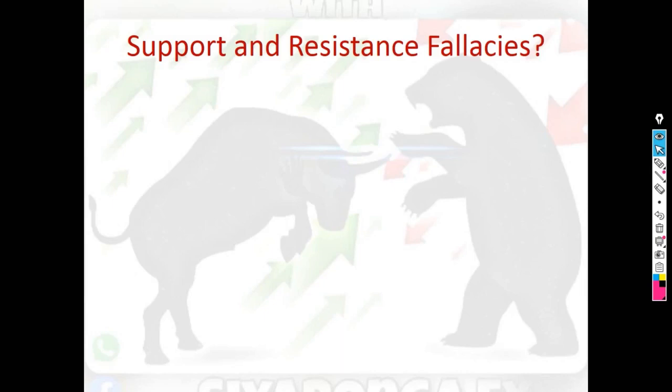Support and resistance fallacies. You cannot talk about support and resistance and not talk about the fallacies that I have picked.